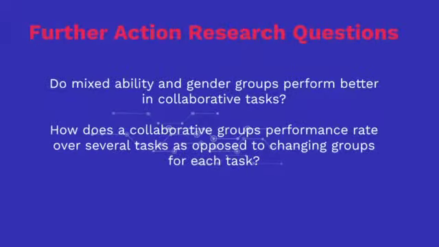Implementation and further research. Further action research questions. At the conclusion of this project, we identified several questions to complete the cyclic nature of action research. Firstly, do mixed ability and gender groups perform better in collaborative tasks? Secondly, how does a collaborative group perform over several tasks compared to changing groups for each task?